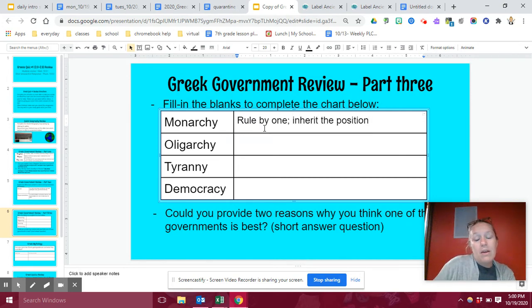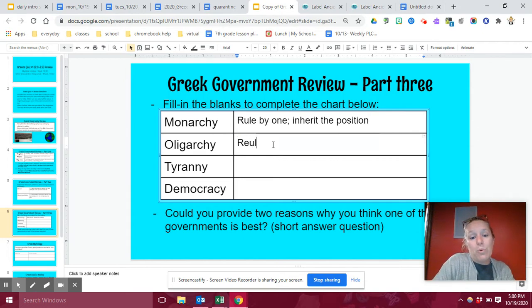So monarchy, rule by one, usually a monarch is the head of a kingdom or an empire, and you inherit the position, meaning the only way you become king or queen is if your parents or some distant relative was king or queen and you inherit the throne. You are not elected, you are not chosen. It's just who basically your parents were.